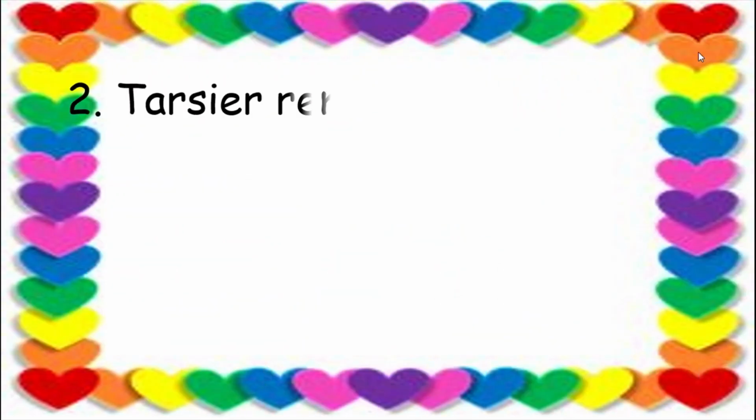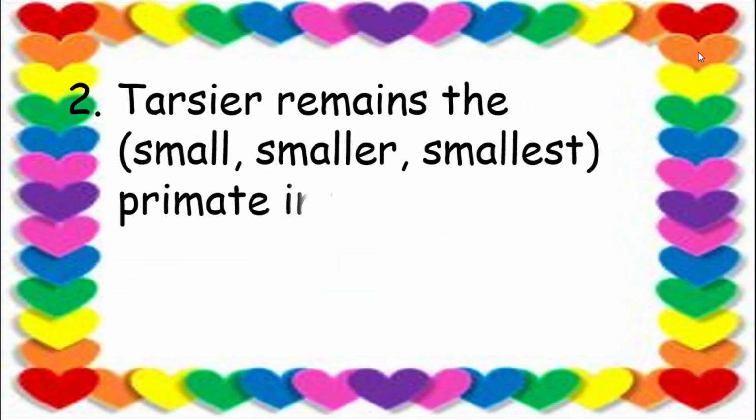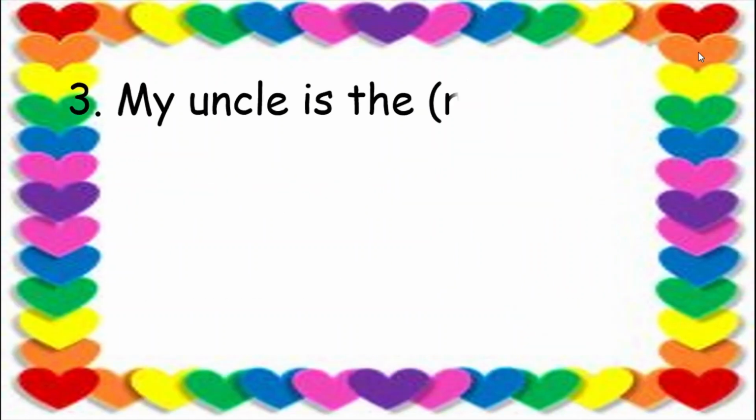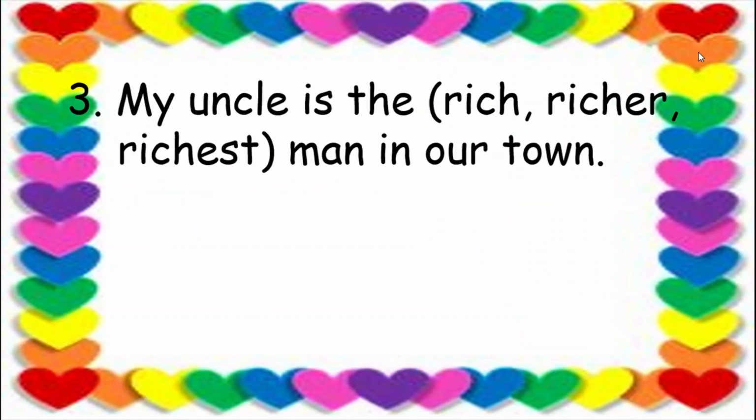Number 2. Tarsier remains the small, smaller, or smallest primate in the Philippines. The answer is smallest. Number 3. My uncle is the richer or richest man in our town. The answer is richest.